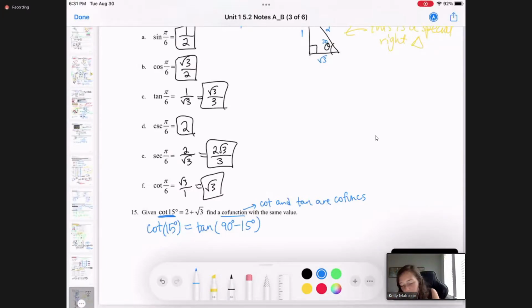And so the steps that you're doing here, you're replacing the function with its cofunction, and then you're replacing the angle with its complement angle. So 90 minus that. And the final answer here is tangent of, what is that, 75 degrees?